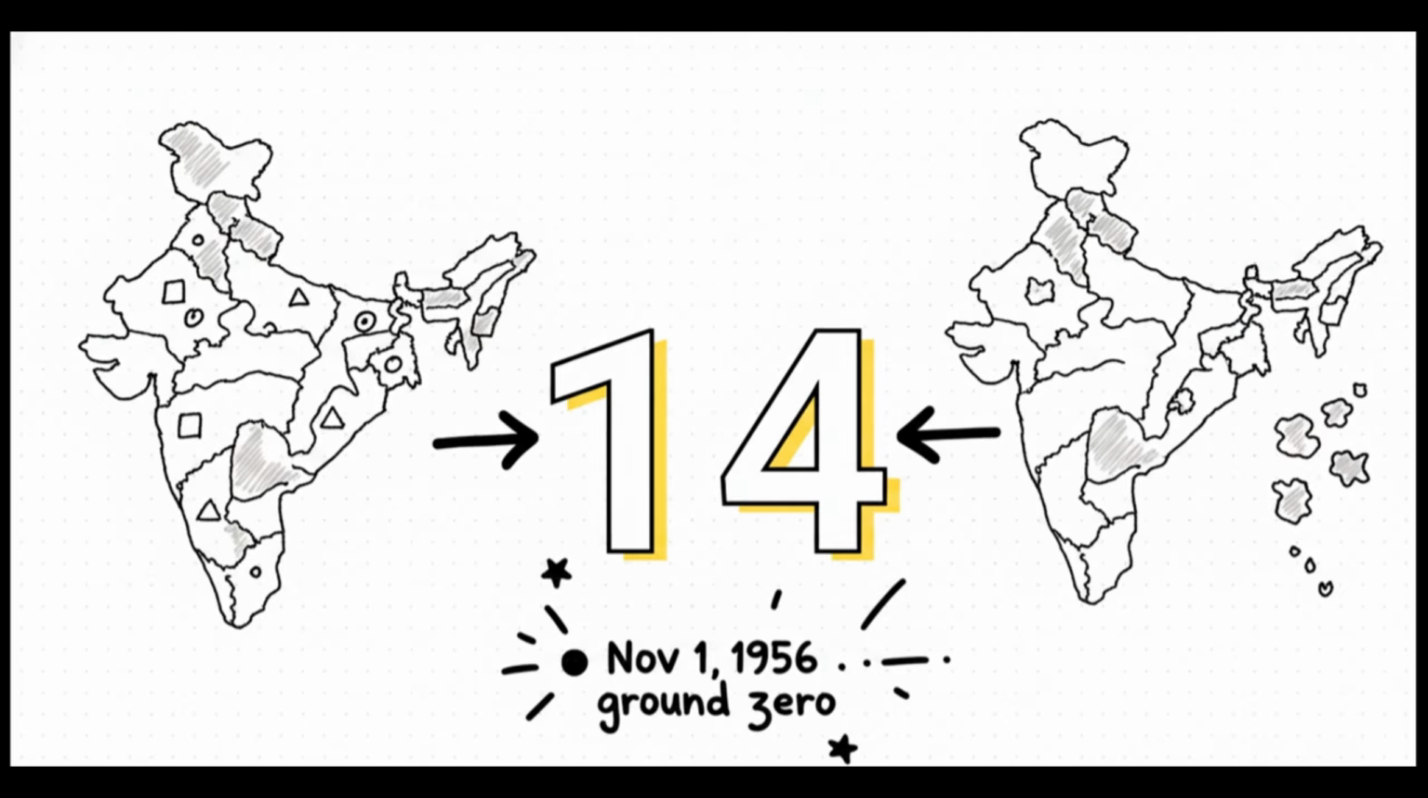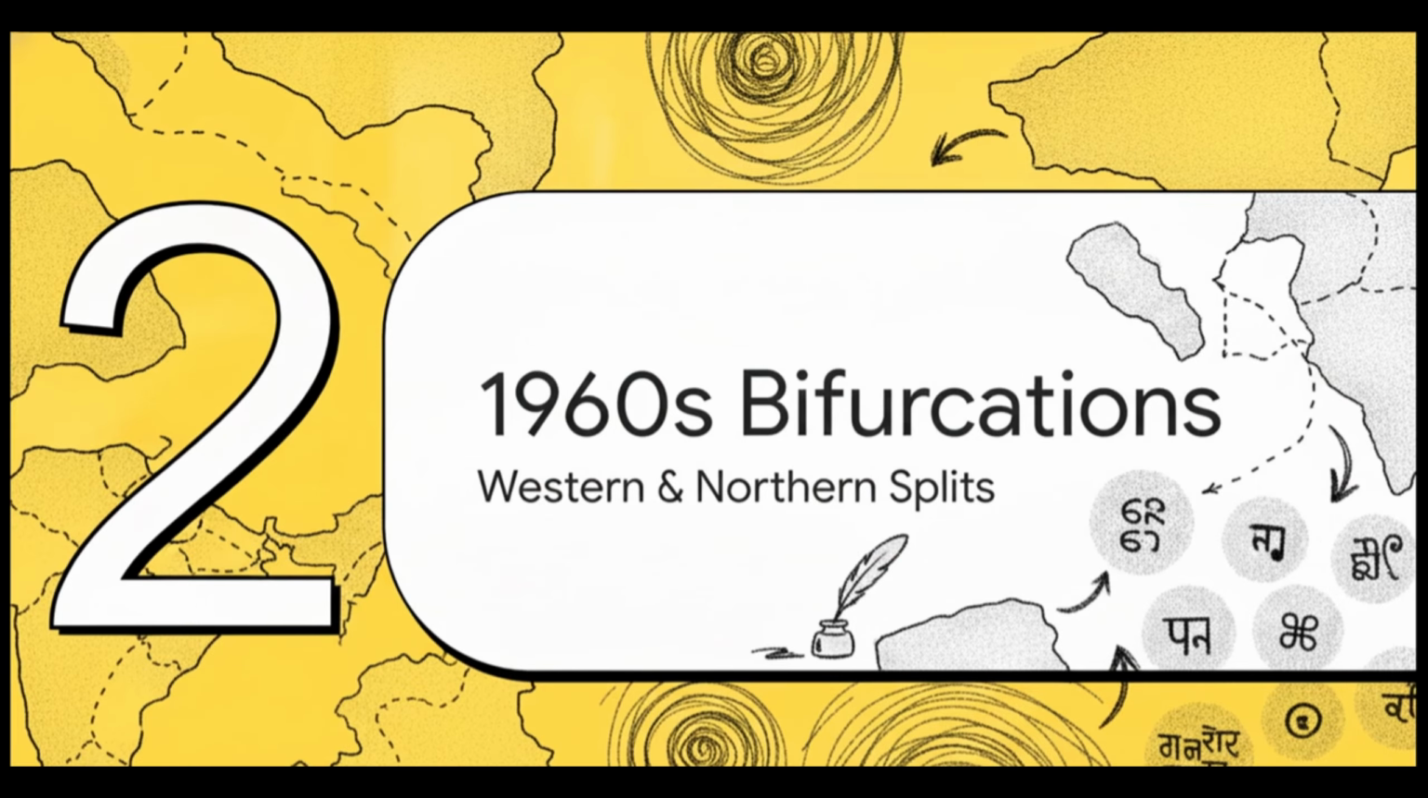Instead, the map was redrawn, leaving us with exactly 14 states and 6 union territories on November 1, 1956. This right here is our ground zero. Every single state creation we talk about from this point forward is an addition to this specific baseline number. Moving right along to Section 2, the 1960s bifurcations, focusing on the western and northern splits.